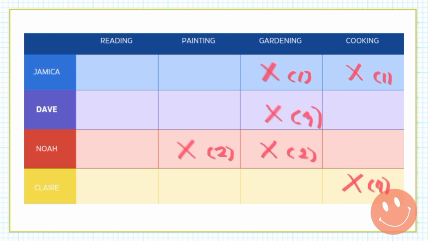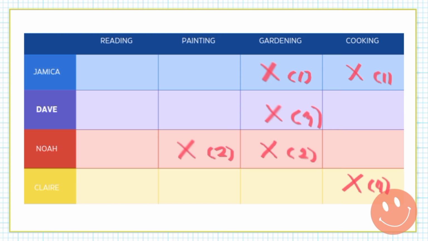The third clue states Dave enjoys his hobby indoors, and gardening is an outdoor activity. This means Dave cannot enjoy gardening, leaving him with reading, painting, and cooking as possible hobbies. The second clue tells us the person who enjoys gardening is neighbors with Noah, who doesn't enjoy painting. So we also eliminated gardening and painting for Noah, leaving him with reading and cooking as possible hobbies.